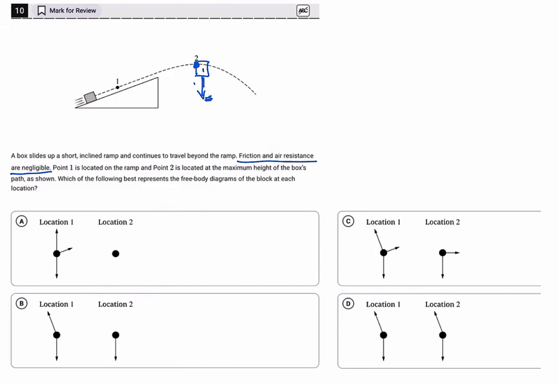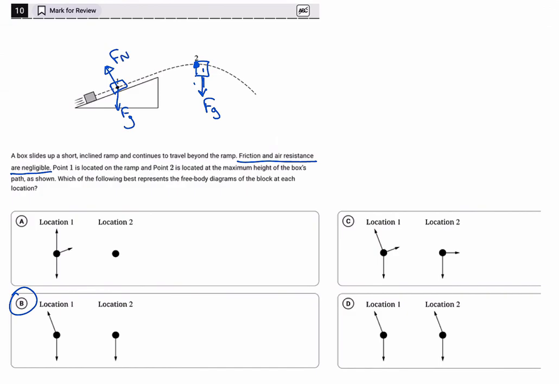So on location 2, the only force is the force of gravity. No, there is no normal force, there is no force of air resistance, there is no friction. The only force is the force of gravity. So for sure, the correct free body diagram is B. However, the reason why B is correct is because if we are at location 1, there will be the force of gravity straight down and the normal force forming 90 degrees with the inclined plane.